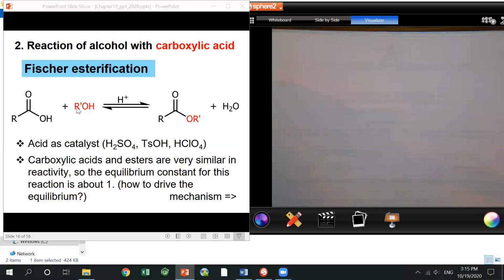For these reactions, to push the reaction in the ester direction, either you remove a product, normally water or the ester, by just distilling it out, or you add excess starting material. Normally you just add the alcohol, since alcohol is cheaper. That can push the equilibrium to the right.